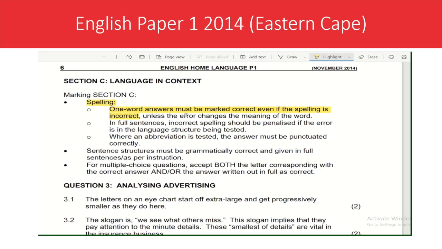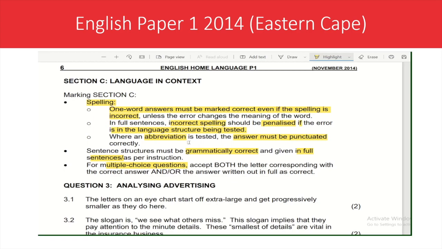Then, in full sentences, incorrect spelling should be penalized if the error is in the language structure being tested. So that's exactly what I said right now. If an abbreviation is tested, the answer must be punctuated correctly. As usual, your sentence structures must be grammatically correct and give full sentences. This is always very important. And where there are multiple choice questions, you can write the number or you can write the word out.